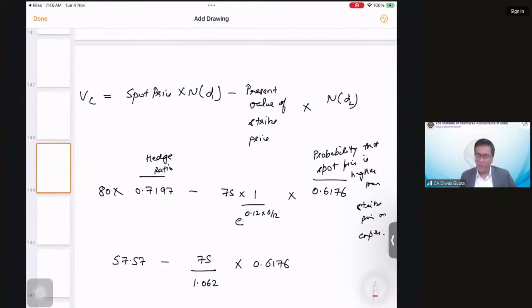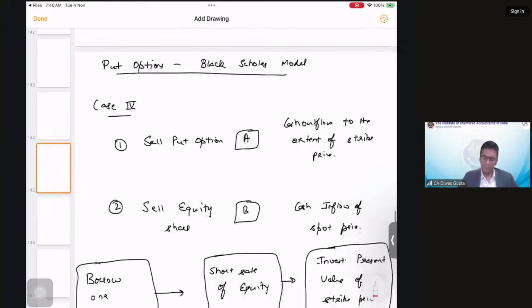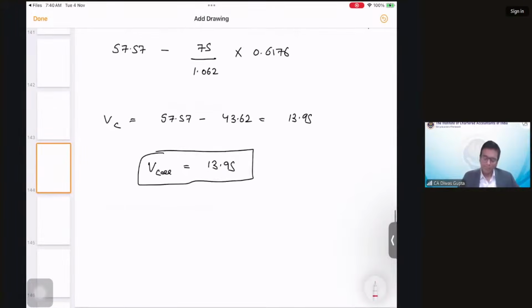And then just simply we'll have to put the numbers into the formula. Spot price 80, present value of strike price 75 divided by e raised to the power 0.12 into 6 by 12 because it's a 6 months period. ND1 hedge ratio, ND2 probability. And hence the value of the call option becomes 13.95 students.